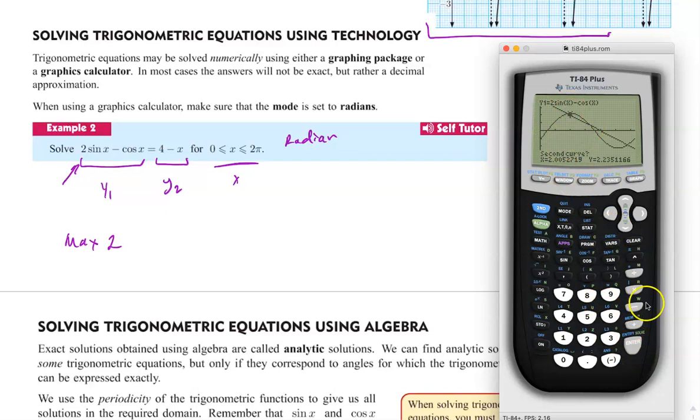Is that the second curve? Yes, it is. Do you want me to guess? Yes, I do. And you get the intersection of 1.816213, or in IB, 3 sig figs, 1.82.